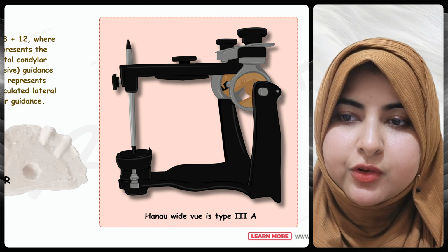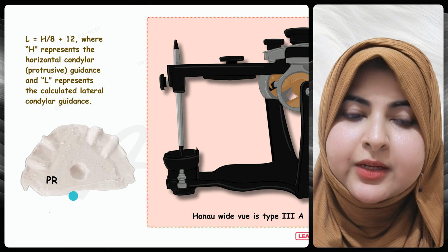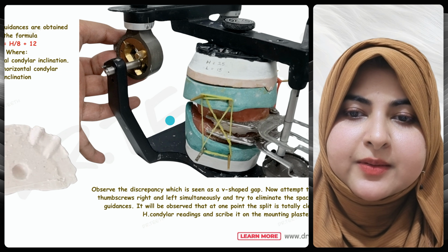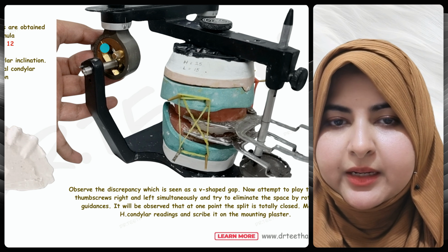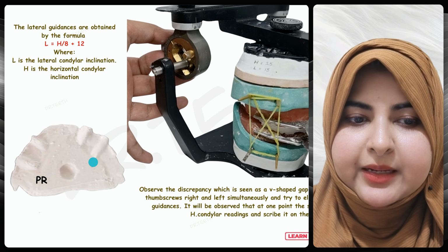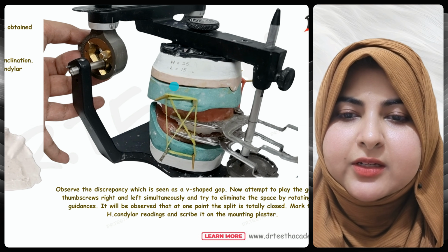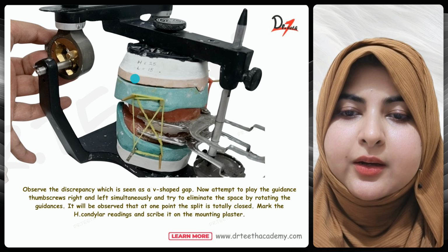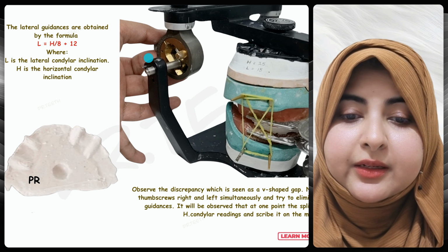Now after the jaw record procedure, we take a centric record and we take a protrusive record. Now this protrusive record helps us find out the horizontal condylar readings. You can find out the readings by inserting this protrusive record here, and then you will notice that we have a discrepancy in this region. You will try to fix this or remove this gap by rotating the guidances.